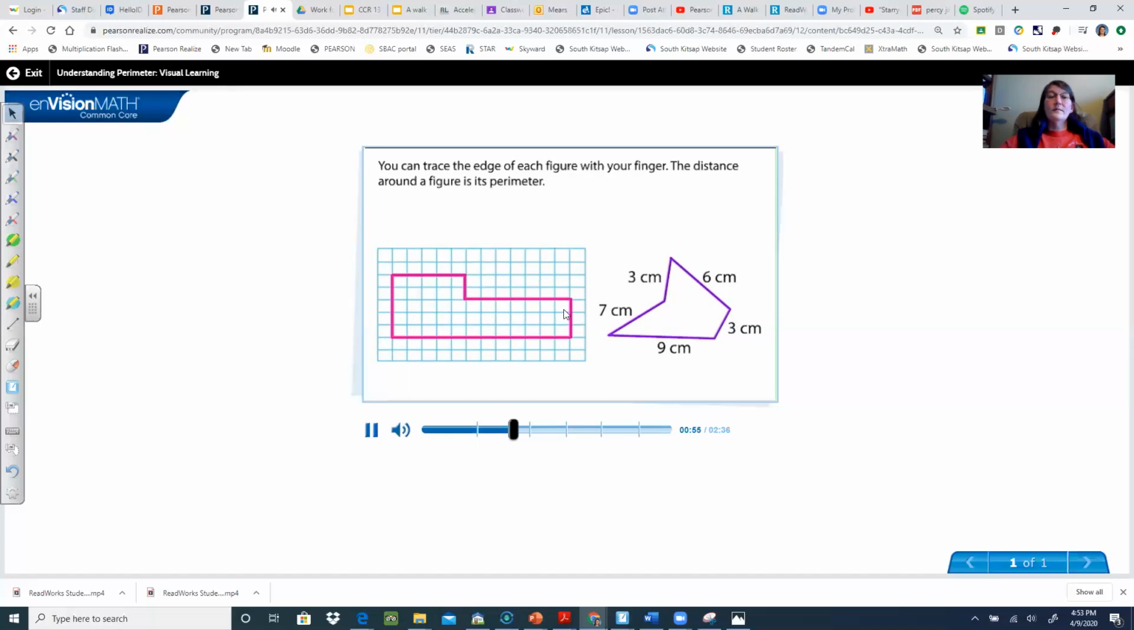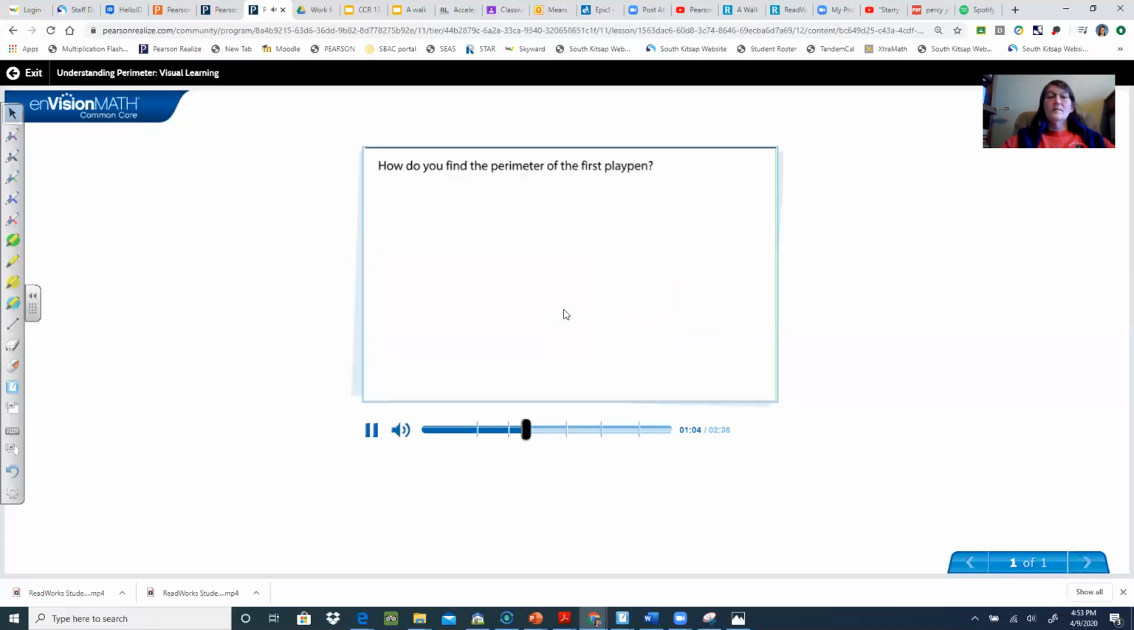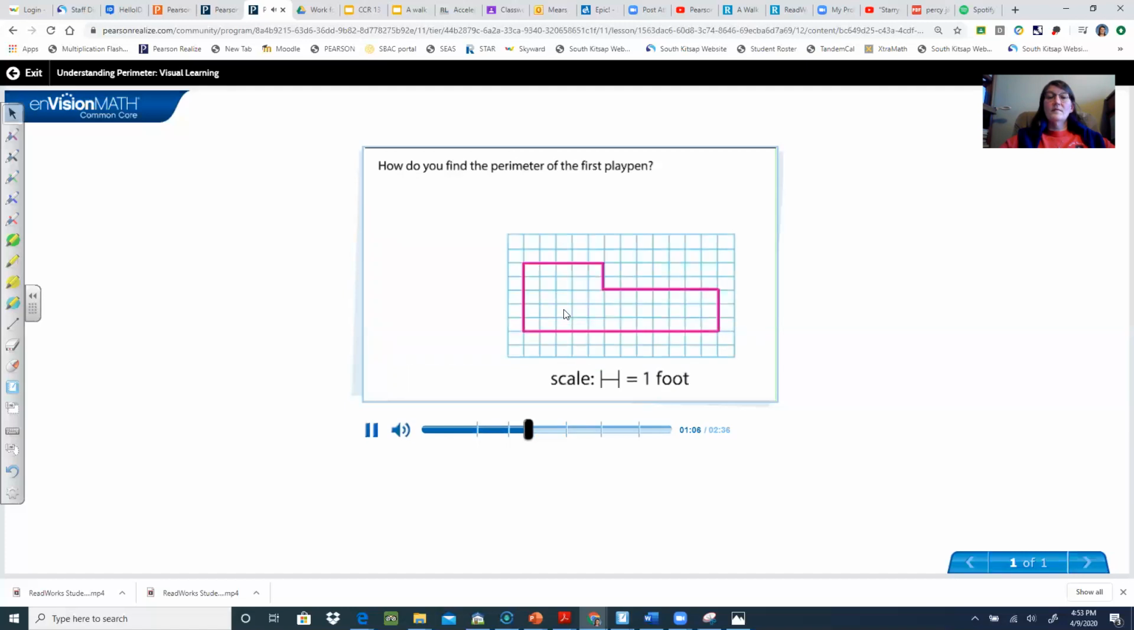You can trace the edge of each figure with your finger. The distance around a figure is its perimeter. How do you find the perimeter of the first playpen?